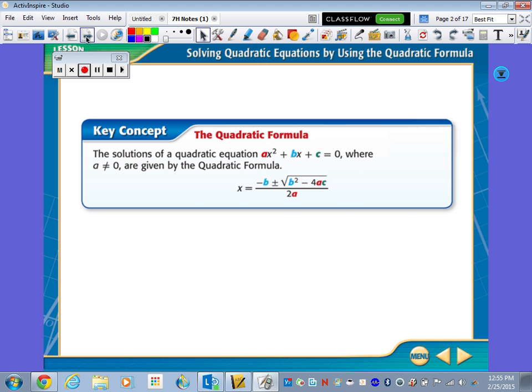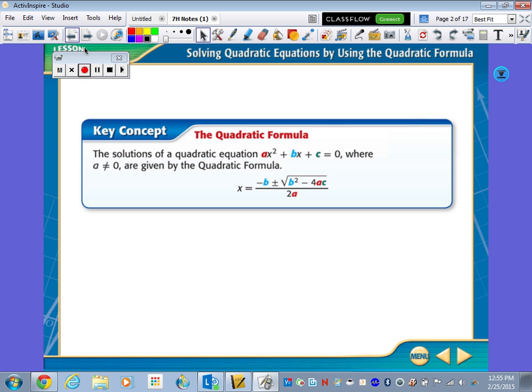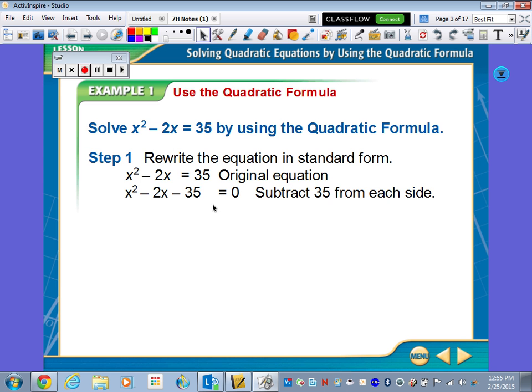So let's jump in and do an example. The first thing you're going to see is that we take an equation, and the first thing you have to do is set it equal to 0, because the formula is set equal to 0. If you have things on both sides, put everything on one side. You start off with x squared minus 2x equals 35. You're going to subtract 35 from both sides, which is what they're telling you to do.